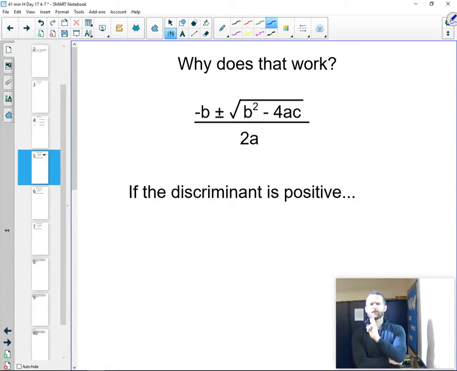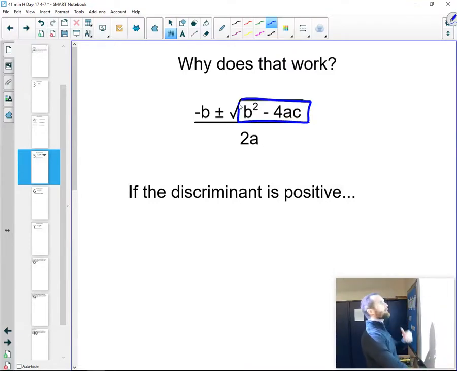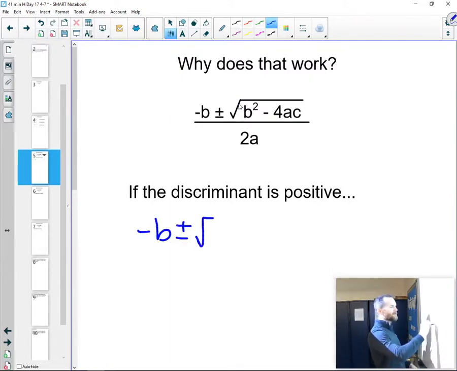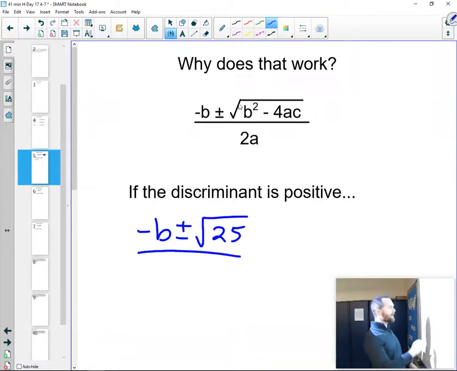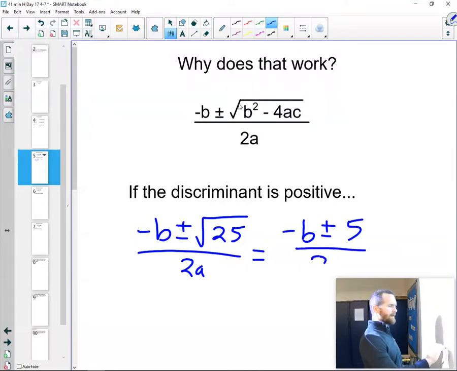Now, what if the discriminant was positive? So if the discriminant is positive, that means we've got some positive number in here. I'll just pick one, 25, whatever. So we get negative b plus or minus the square root of 25, divided by 2a, whatever that is. I don't know what b is, I don't know what a is, but I know the discriminant is positive. That would be negative b plus or minus the square root of 25, that's just 5, and then divide that by 2a.